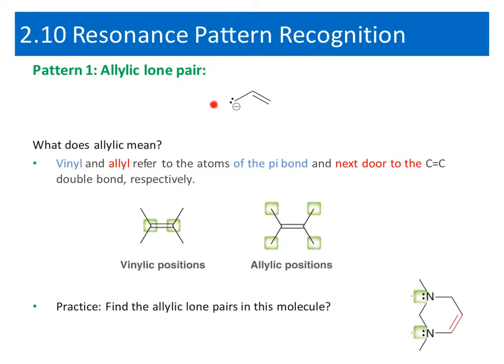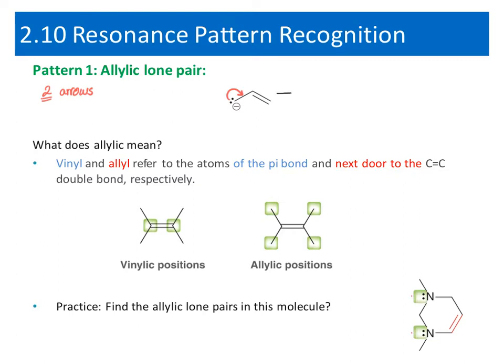Now if you look at this structure at the top, we have a double bond, single bond, and then a lone pair of electrons. So this lone pair is an allylic lone pair. And to draw the resonance structure, when you have an allylic lone pair, you need to use two arrows. So the first arrow starts from the lone pair of electrons and moves to the single bond to make a double bond.